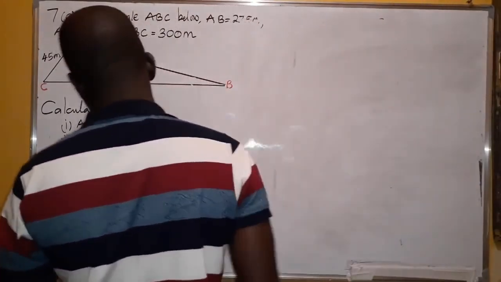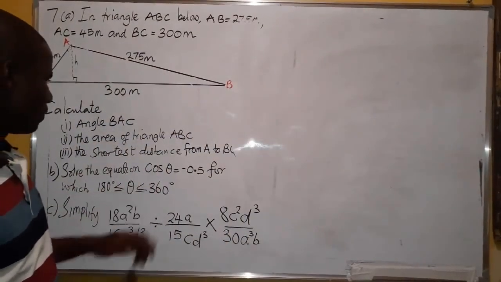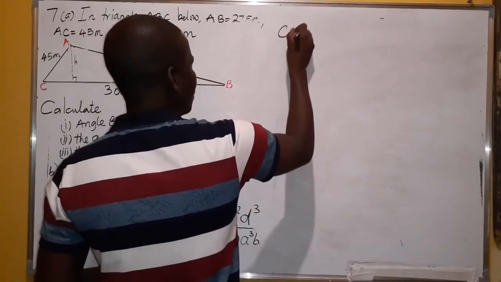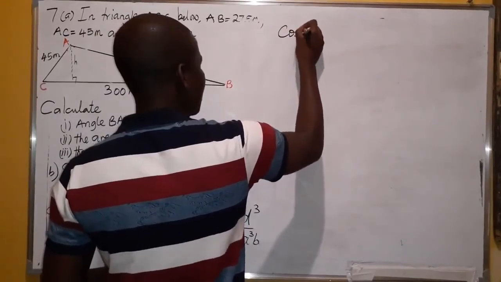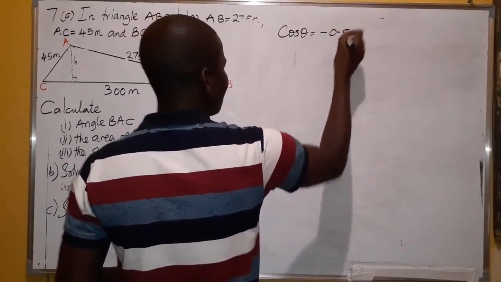Look at the next question, which is solve the equation. Which equation are we solving? The equation that we are solving is cos theta is equals to negative 0.5.